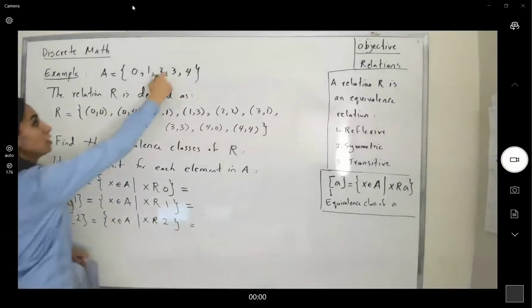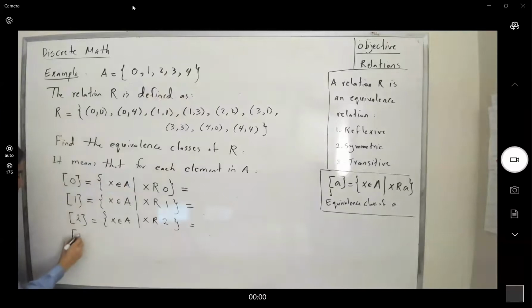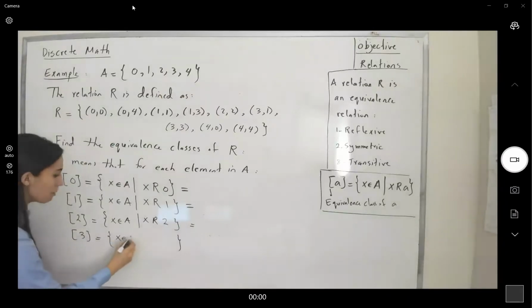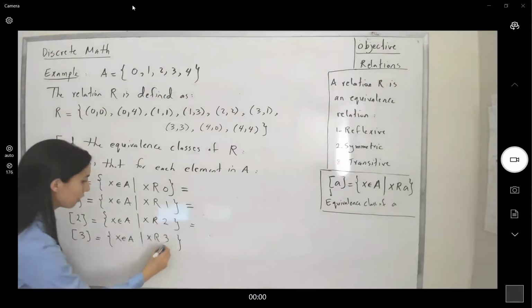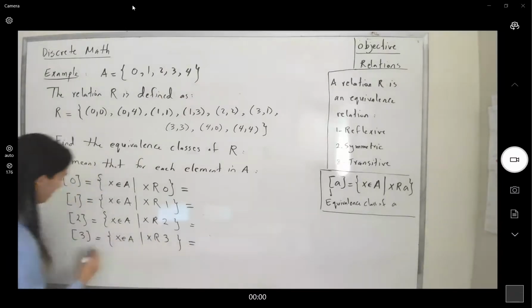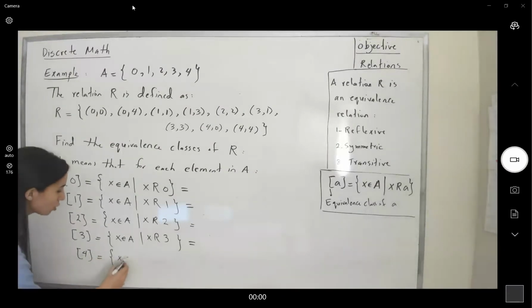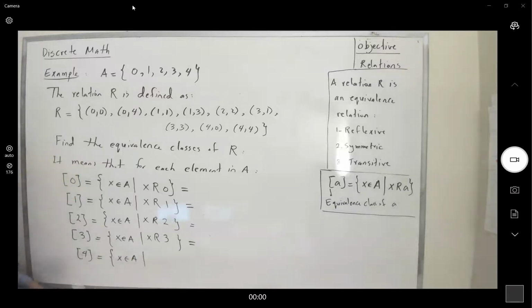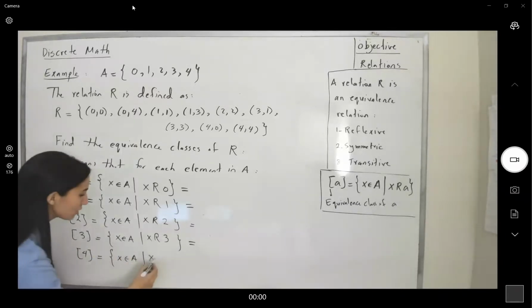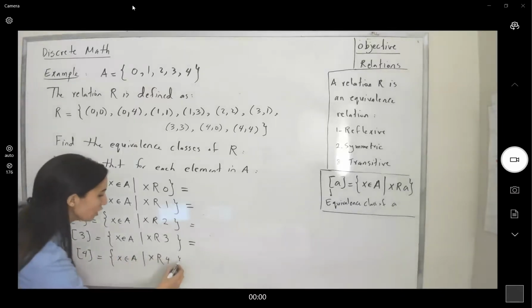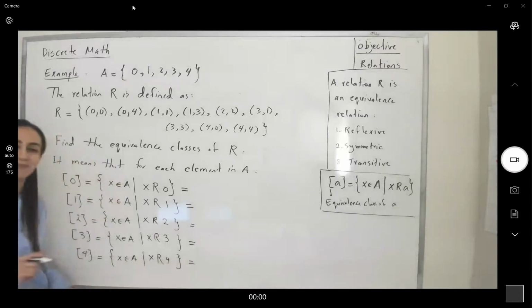And finally, we have 3 and 4. What's the equivalence class of 3? What is the set of all elements, members of A, such that x is in relation with 3? And finally, the last member is 4. What is the equivalence class of 4? Or what is the collection of all elements in A such that those elements are in relation with 4?